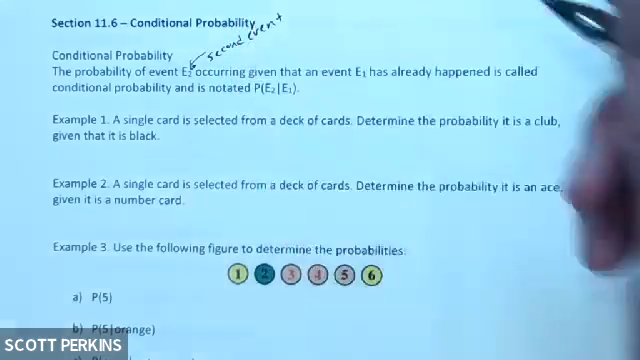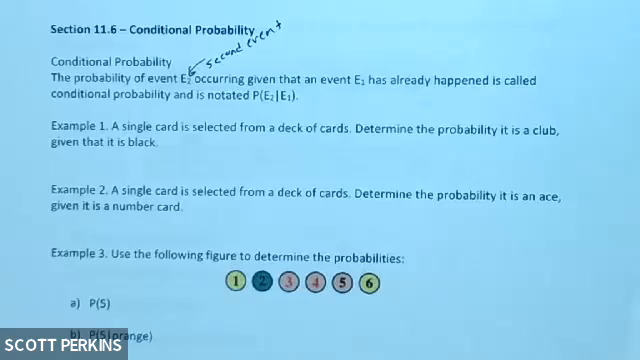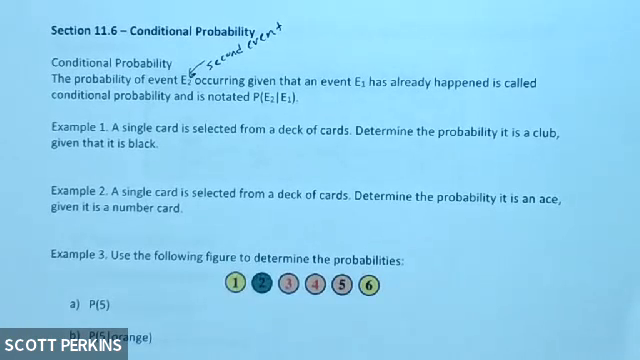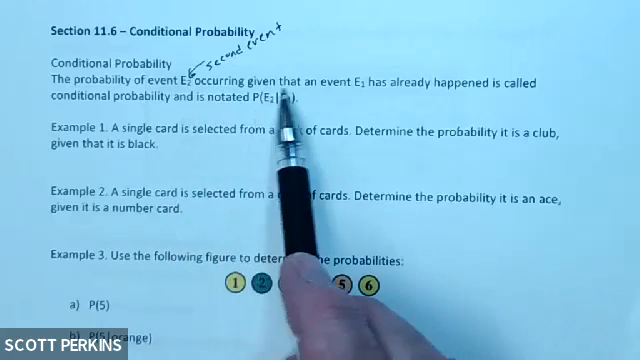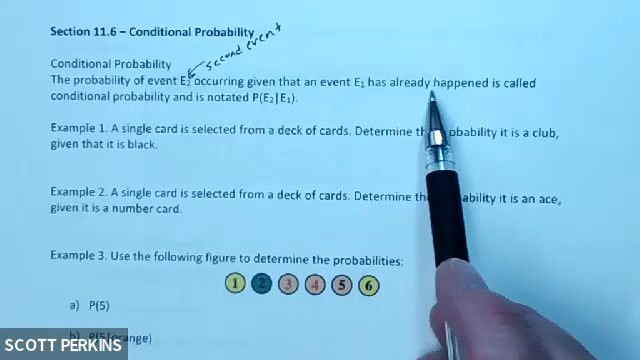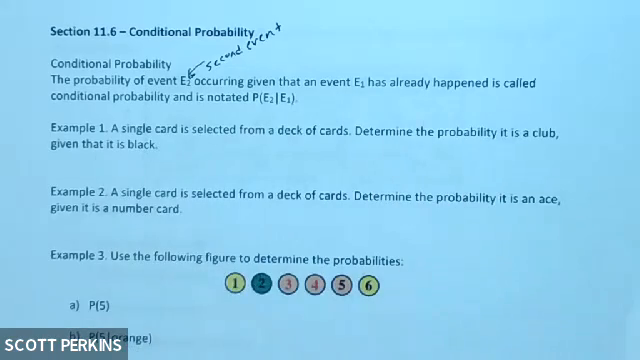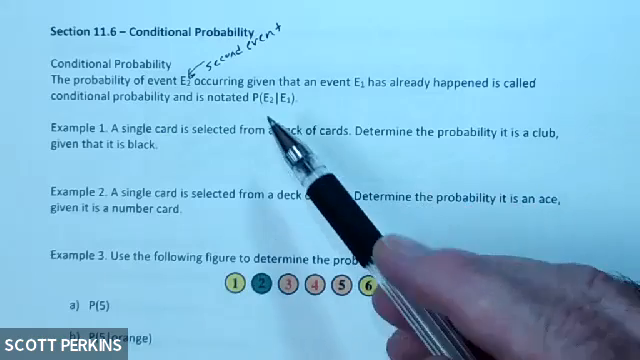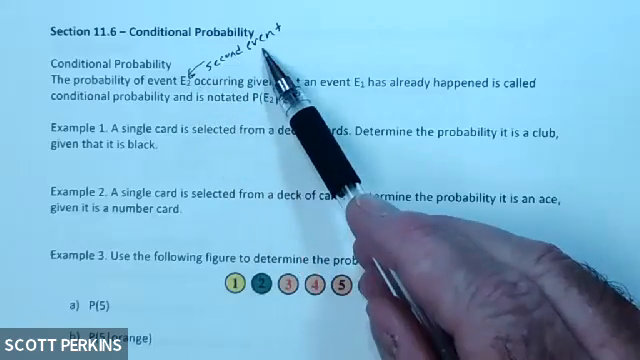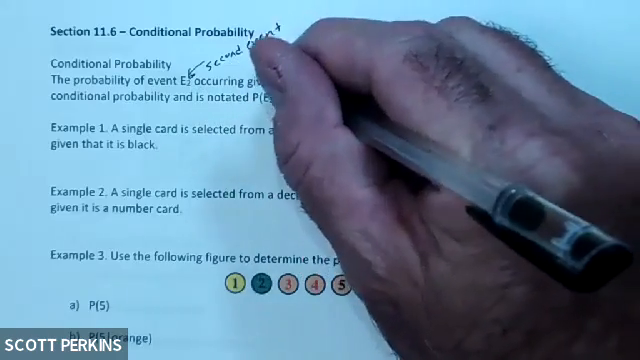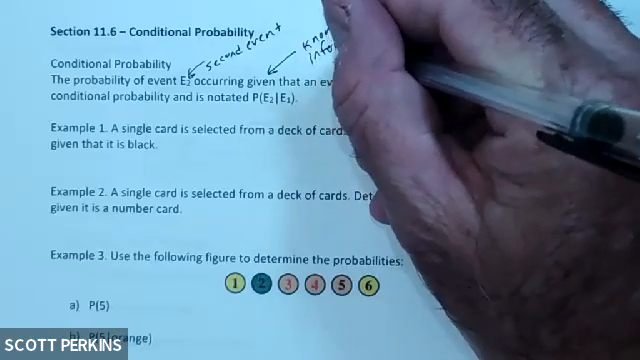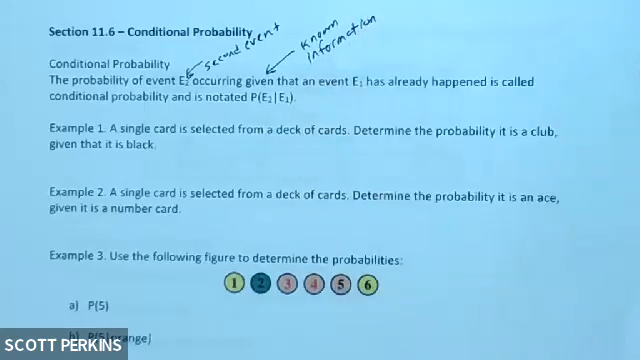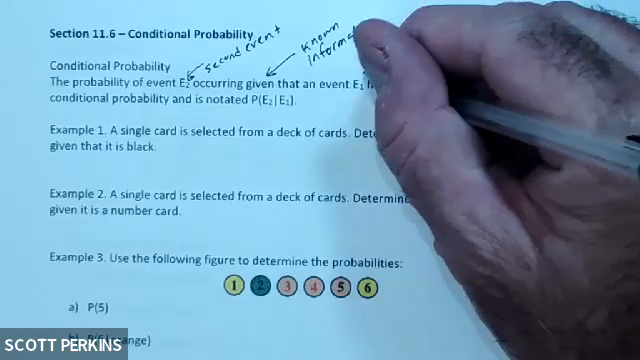Okay, that's all that notation is meaning for you. It's not a power or anything like that. It's just saying it's different than E1, which we're going to see. So the probability of event E2, the second event occurring, given that an event E1 has already happened, is called the conditional probability. So what that means is I'm going to find the probability of a second event happening when it's given, when it's known information, that a first event, E1, has already happened.